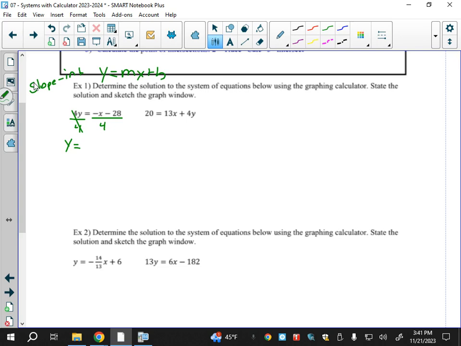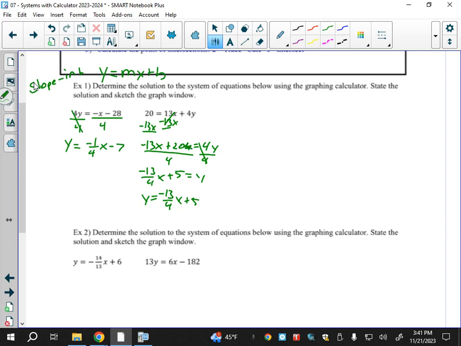So we're going to write this as y equals negative 1/4 x minus 7, and then 20 equals 13x plus 4y. I'll subtract 13x from both sides. Will give us negative 13x plus 20 equals 4y. We'll divide everything by 4, which will give us negative 13/4 x plus 5 equals y. So y equals negative 13/4 x plus 5.